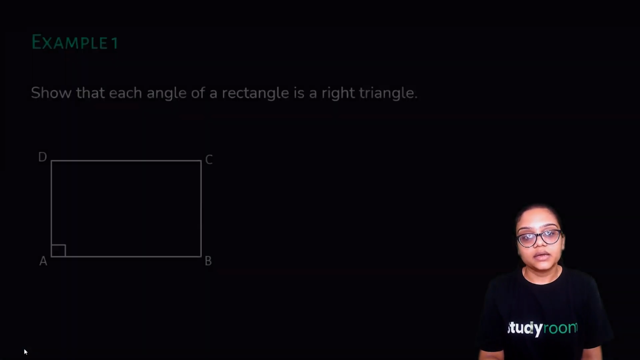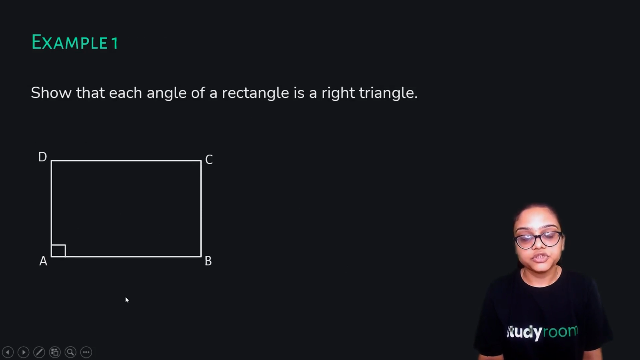Correct? Now, first example: show that each angle of a rectangle is 90 degrees. Just pause me for a while and think how you would show it. You have already learned 6-7 properties of a parallelogram. Just try to use one.